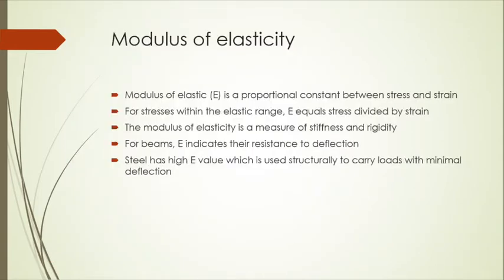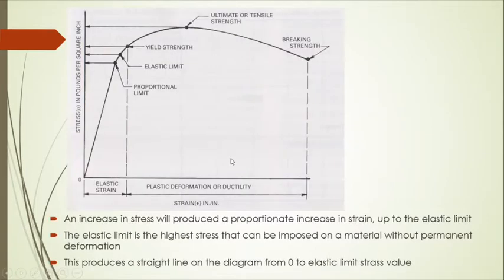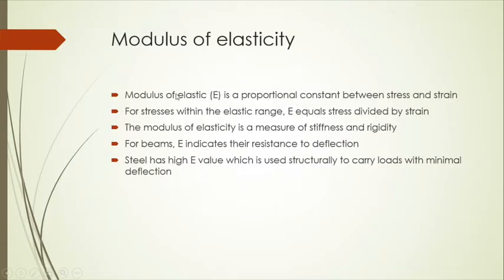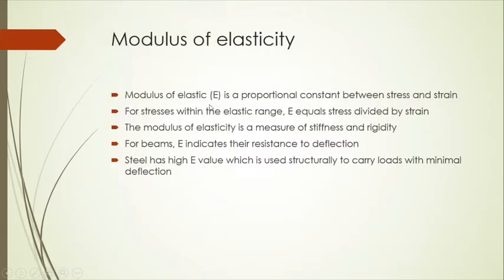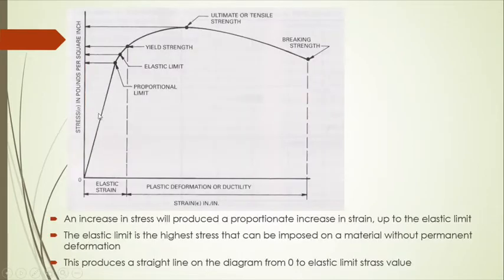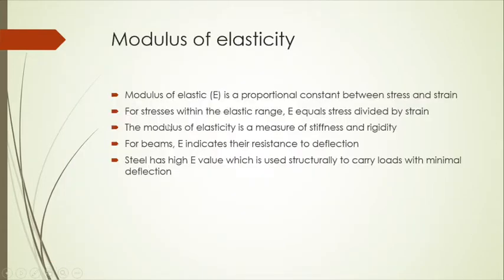So the next one is modulus of elasticity. This is the proportional constant between stress and strain, the constant which is the slope of the straight line here. For stresses within the elastic range, any stresses along here, E equals stress divided by strain, basically the slope of this line. The modulus of elasticity is a measure of stiffness and rigidity.